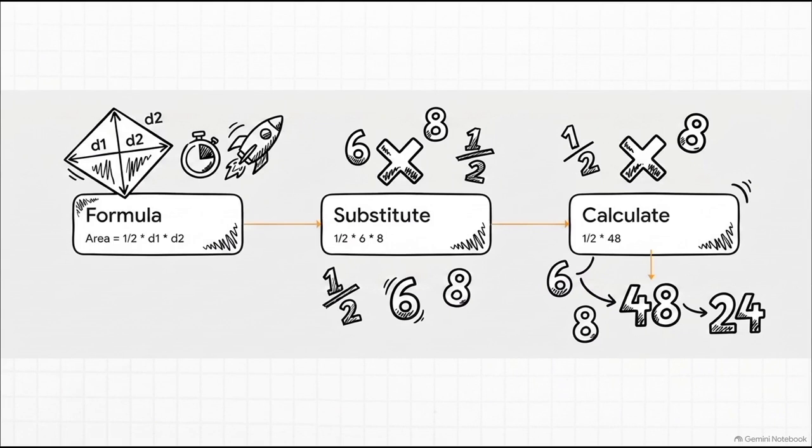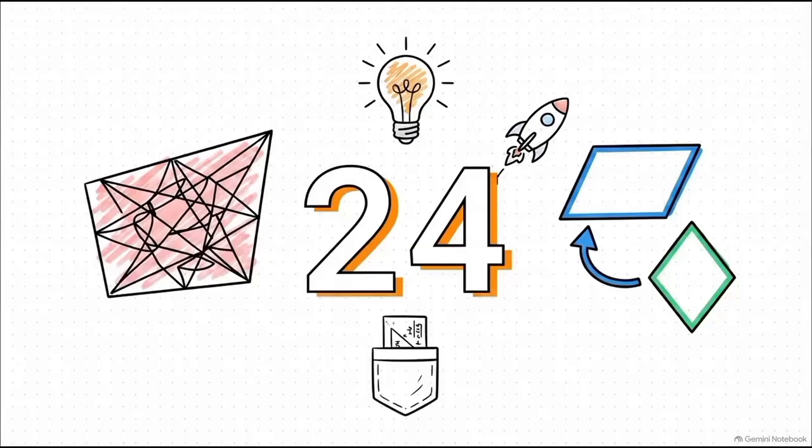Let's see how this builds our answer so much faster. Step 1, the shortcut formula for a rhombus's area is literally just 1/2 times diagonal 1 times diagonal 2. That is it. Step 2, we substitute. So 1/2 times 6 times 8. Step 3, calculate the multiplication. 6 times 8 is 48, so we just need to find half of 48. And there is our answer, 24 square centimeters.